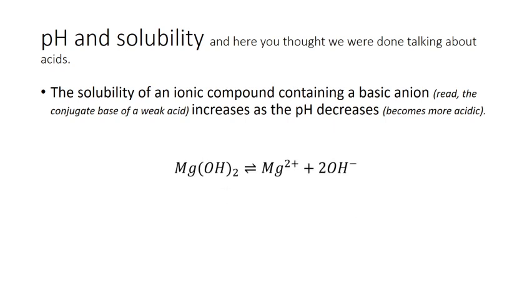So, for example, magnesium hydroxide, all right, it has a basic anion in hydroxide that is definitely basic. It dissociates into magnesium and hydroxide. Now, the other reaction that we are concerned with is that when you react hydroxide and hydrogen, you make water.